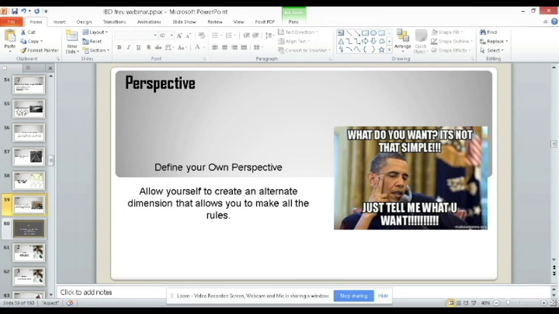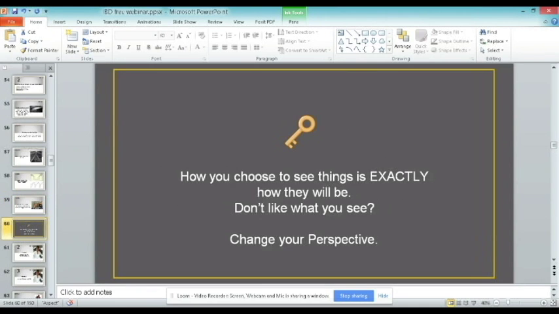Defining your own perspective. Allow yourself to create an ultimate dimension that allows you to make all the rules. What is it that you want? And you will reply, it's not that simple. And I'm like, just tell me what you want. Just tell me exactly what you want. But see what happens, to be honest, people don't always know what they want. How you choose to see things is exactly how they will be. If you don't like what you see, I need you to change your perspective.